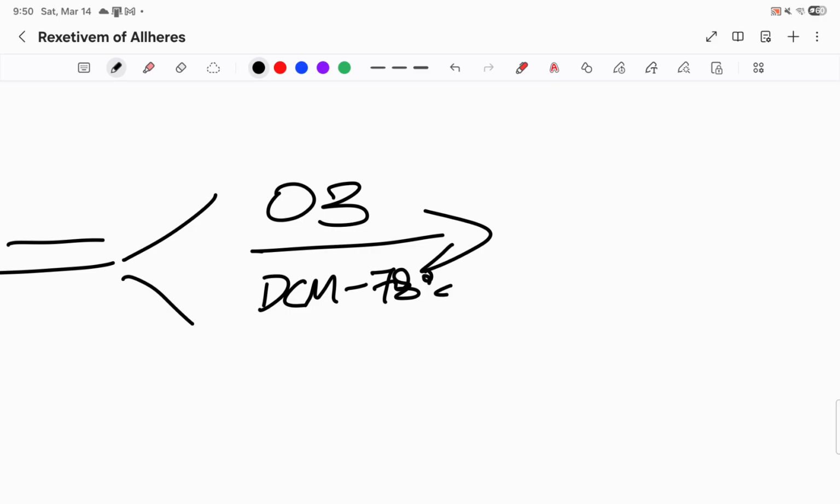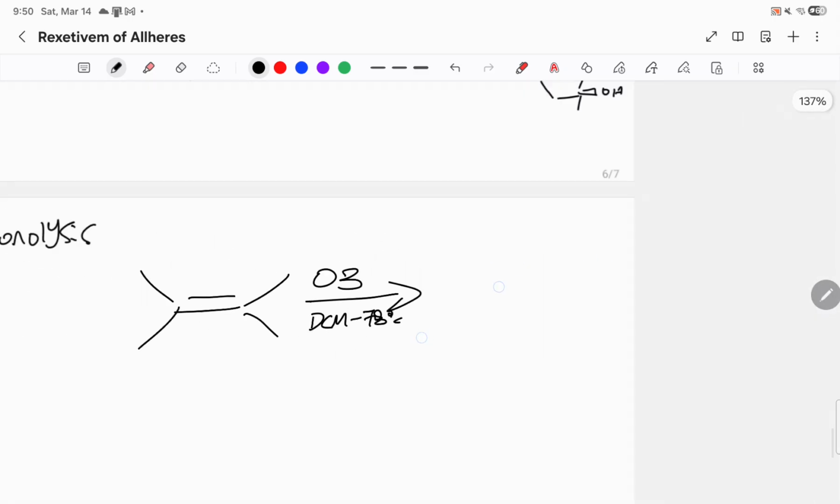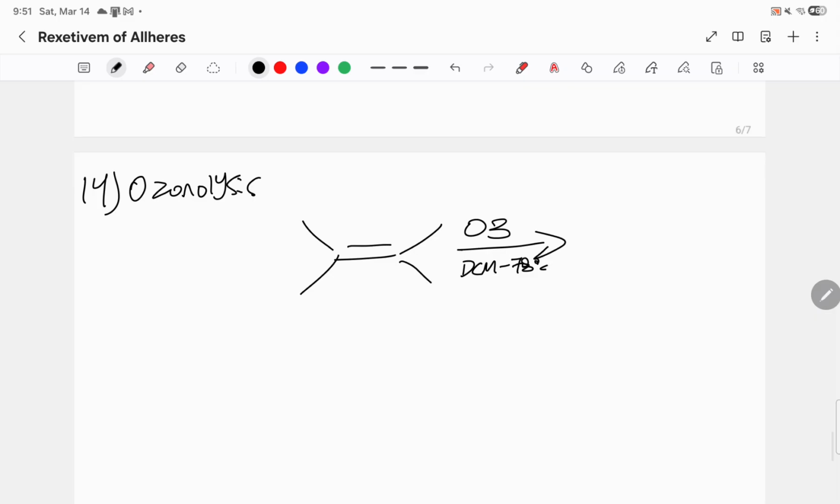Now, here's the thing. It gives you carbonyl compounds, but the double bond is split into a carbonyl fragment, and whatever the carbonyl fragment is depends on the substitution pattern, okay? I'll give you a couple of examples, but this is going to get me a ketone. Okay? So let's go through this example real quick. What's going to happen is this is going to give you what we call a molozonide intermediate.